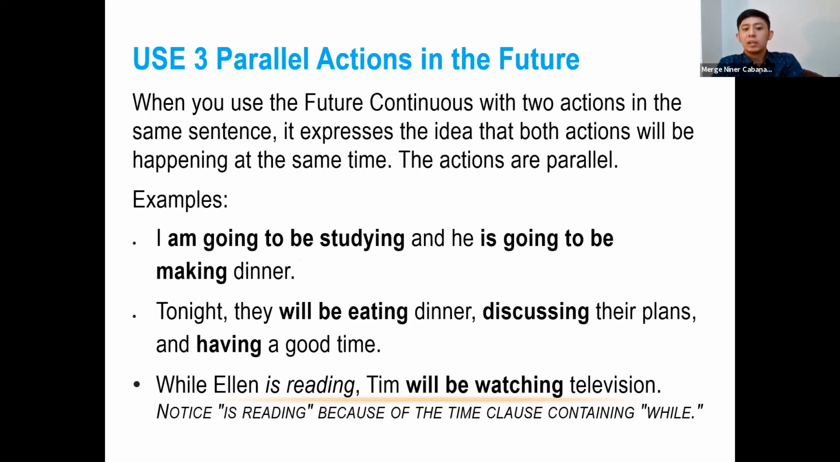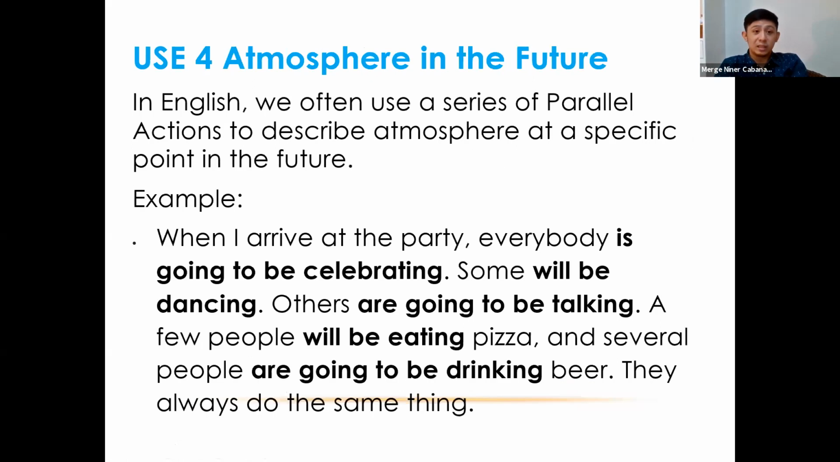Parallel actions in the future. So you can use the word while. You can use the word and. I'm going to be studying and he's going to be making dinner. Pwede rin naman, I will be studying and he will be making dinner. Tonight, they will be eating dinner, discussing their plans, and having a good time. While Ellen is reading, Tim will be watching television. Take a look at this. Reading, not while Ellen will be reading, because we do not put will with while, when, and those if and when clauses. Just have to make sure that they are parallel to one another, which means you will follow the same tense, okay?